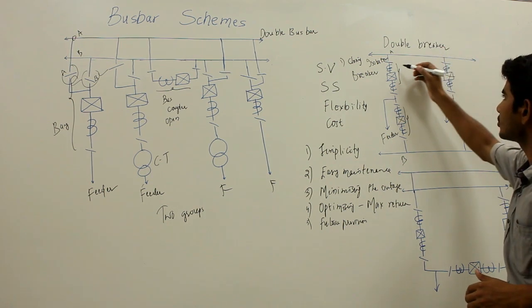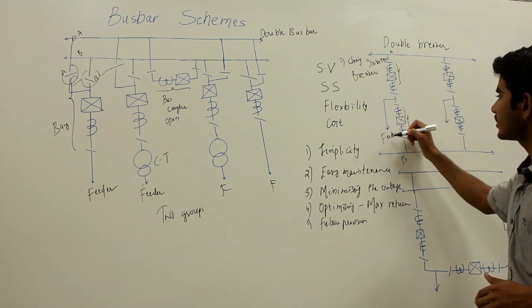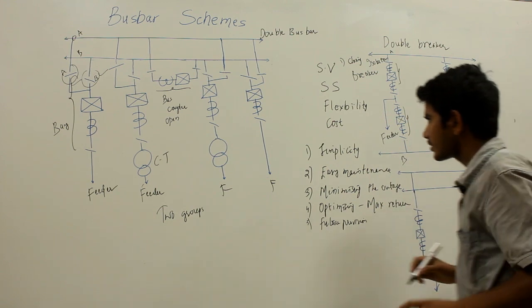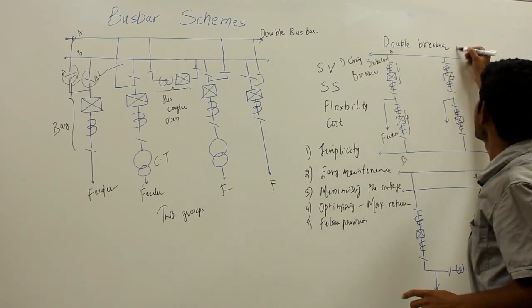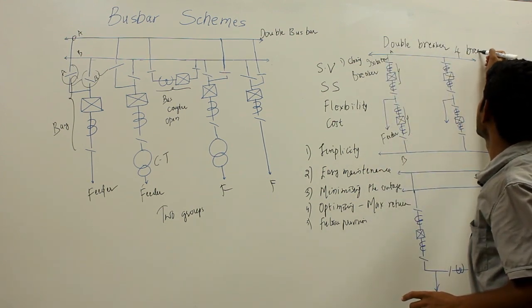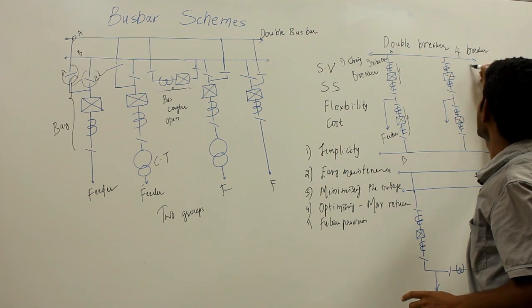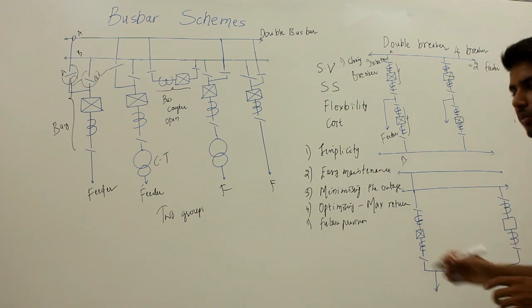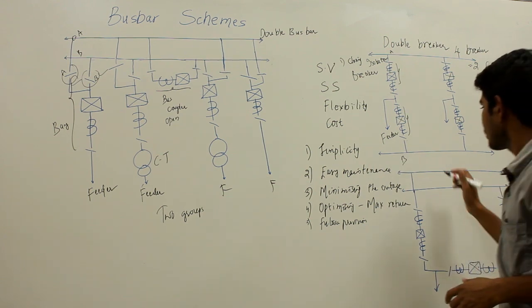Here we are using two breakers for a single feeder circuit. So two breakers for a single feeder circuit means four breakers for two feeder circuits. Now let us move to the 1.5 breaker bus bar scheme.